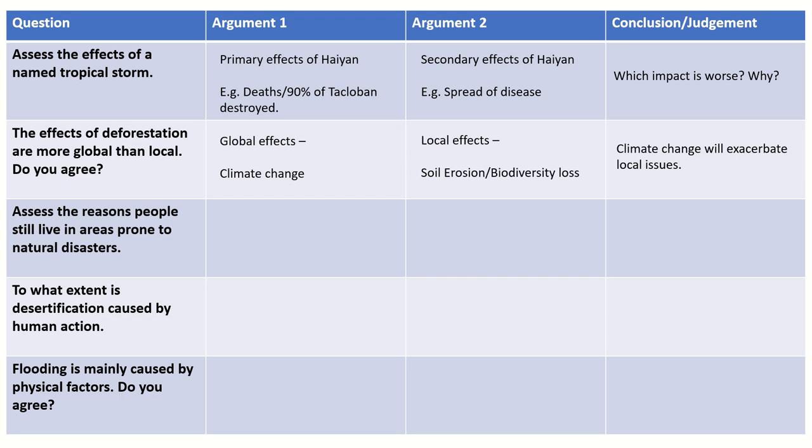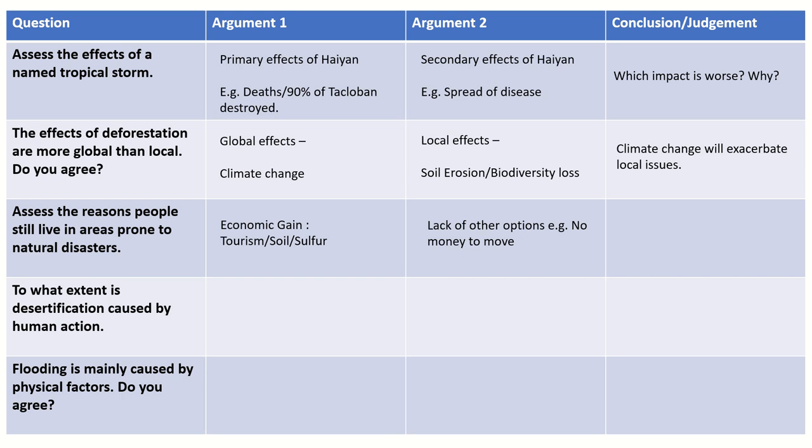The next one, assess the reasons people still live in areas prone to natural disasters. Well, I think the main reason is economic gain, tourism, the fertile soils for agriculture, the minerals like sulfur, but I've got to assess the reasons here. So I need another argument. I've talked about how there's economic gains here, but what are the other reasons why people have to live in these areas? Well, a lot of the time, they have a lack of other options, don't they? So there's no money to move.